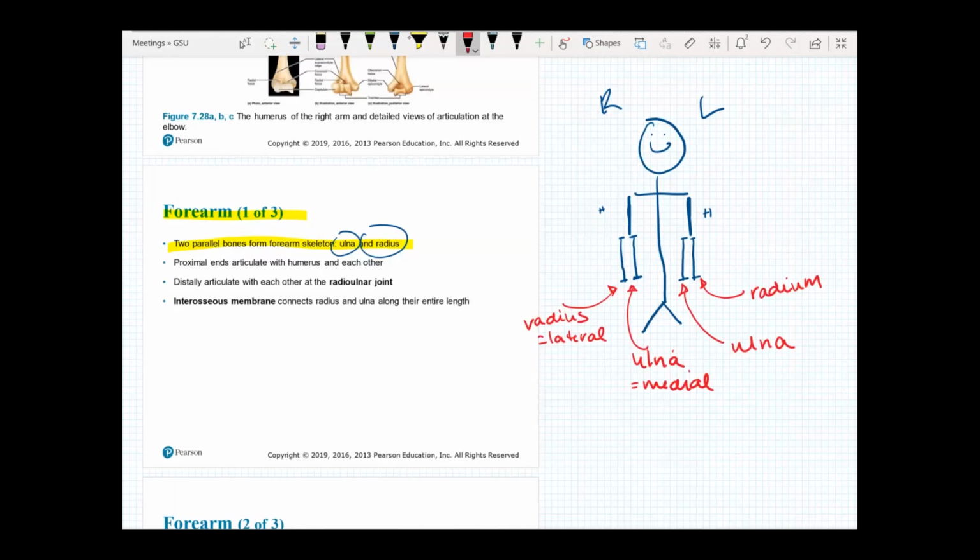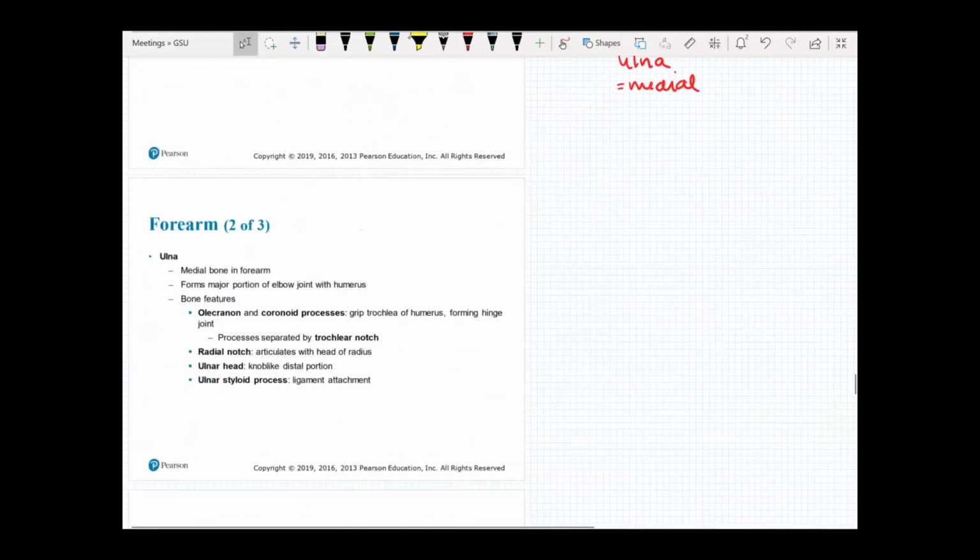So it's not right or left over here because on the right side of the body, your radius is on the right side. But on the left side of your body, your ulna is on the right side. So it's lateral and medial, not right or left. But that's the forearm. The ulna is the medial bone in the forearm.